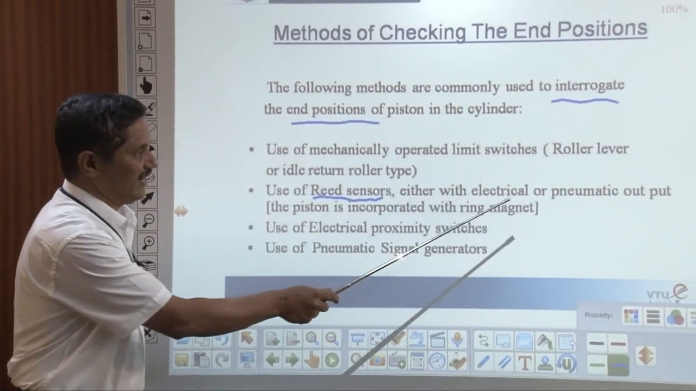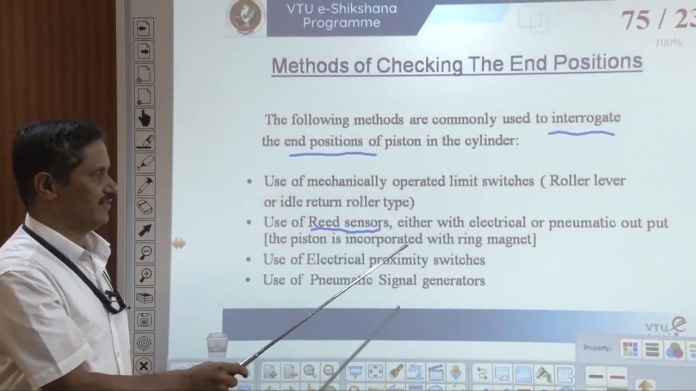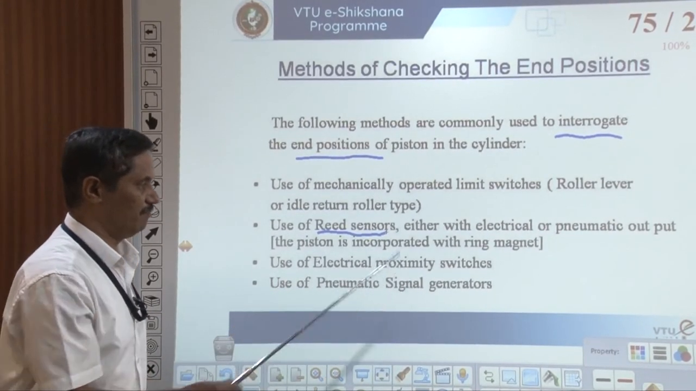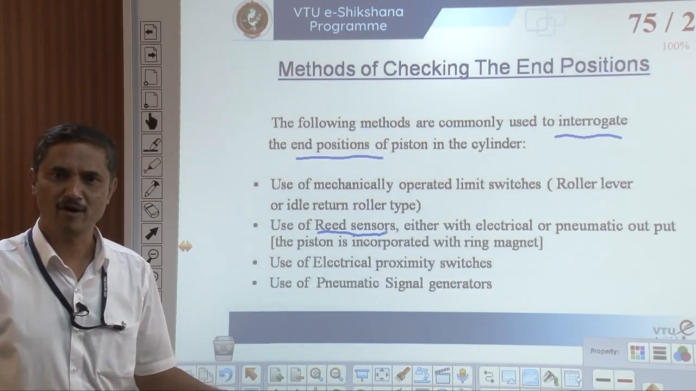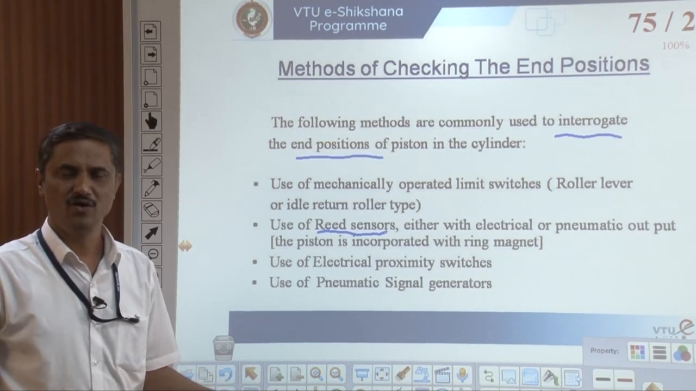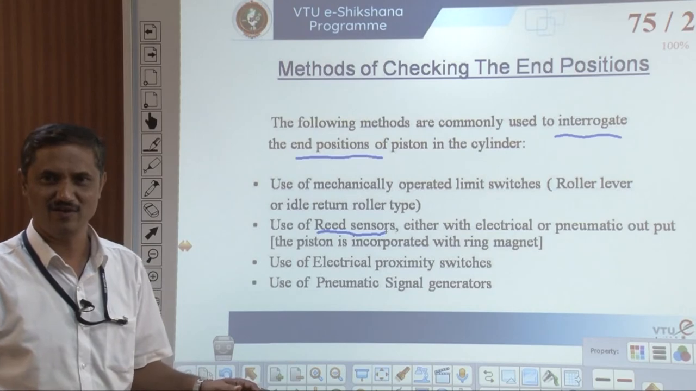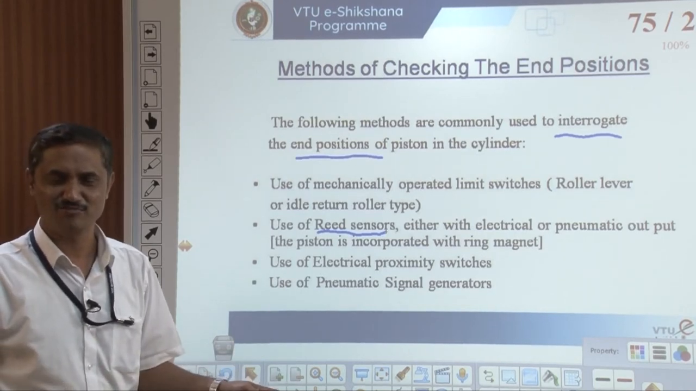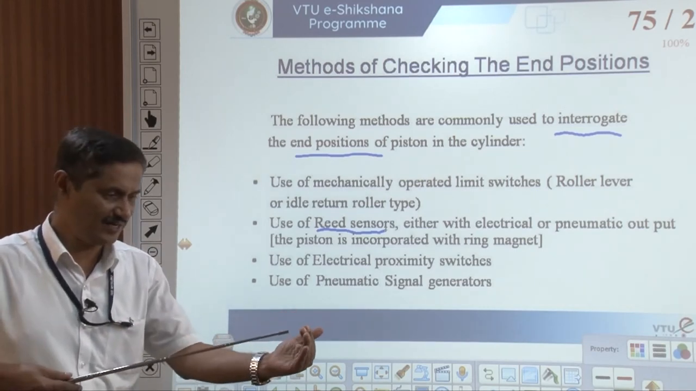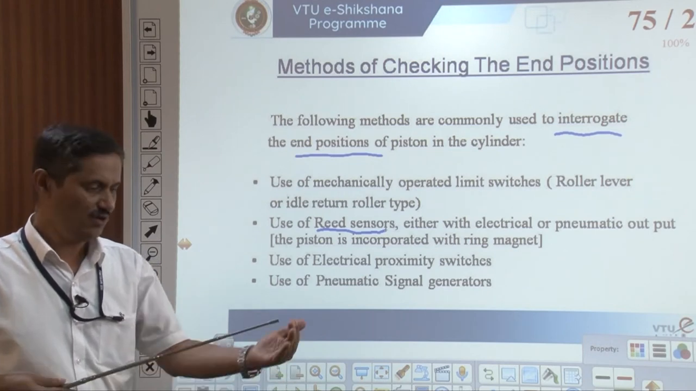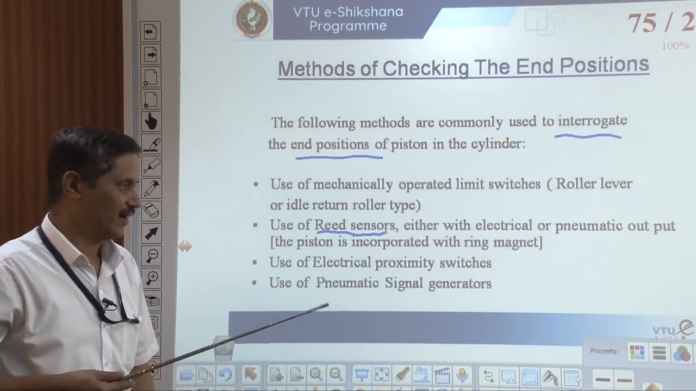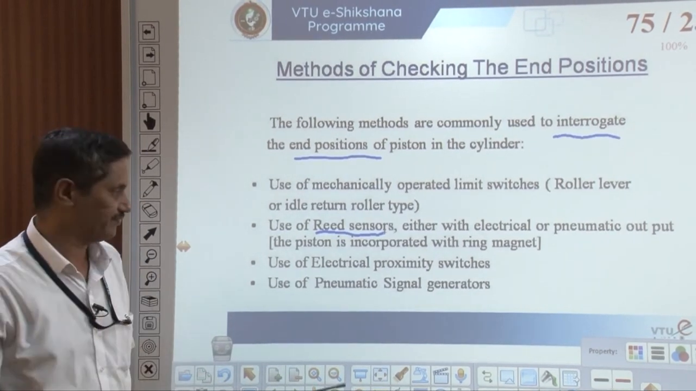We can use either pneumatic or electrical, those kinds of things are available even with the sensing technology. Okay, use of electrical proximity switches. What is proxy? Normally as boys, you all know, you give proxy to your close friend only, you never give to others in the classroom, correct? In the same sense, proximity sensors can detect nearby objects. So we can fix some proximity sensors. When it comes close to that, it can detect, and when it detects, we give a signal to stop.